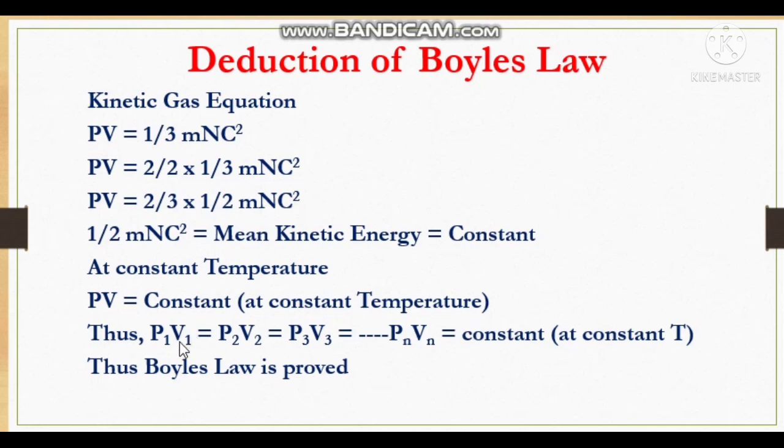If we consider more kinds of gases, P1 V1 for one kind of gas will be equivalent to P2 V2 for the second kind of gas. Likewise, it will be equivalent for all the gases when the temperature is kept constant. Thus, Boyle's law is proved mathematically, and we have deduced Boyle's law from the kinetic gas equation PV is equal to 1 by 3 mnc square.